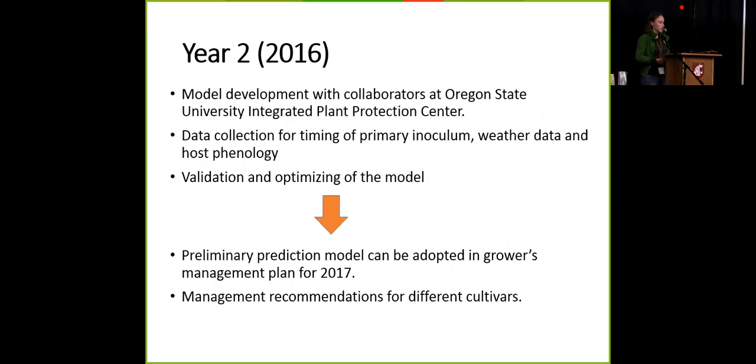For this coming season and the second year of the study, we are now working on a model to help predict the apothecia development for this coming year. So we will do the same data collection that I just presented today to validate and optimize this model. Then by the end of 2016, we will have this preliminary prediction model ready to be adopted in growers' management plans for 2017, and more confirmed management recommendations for different cultivars.